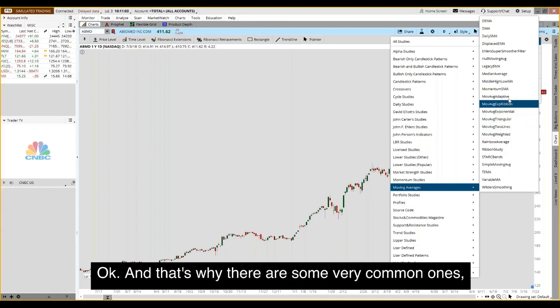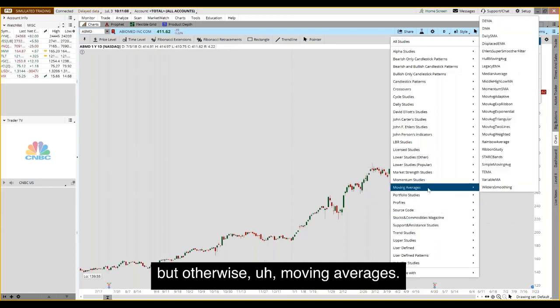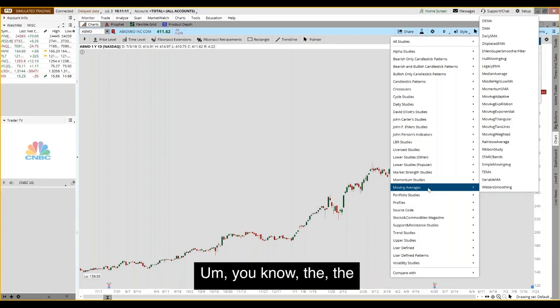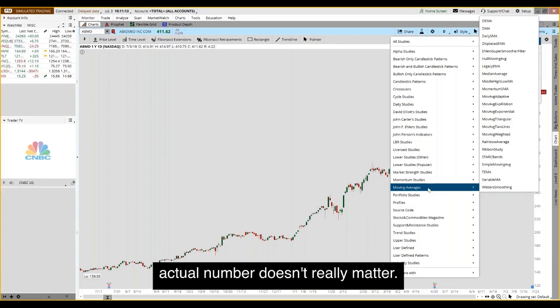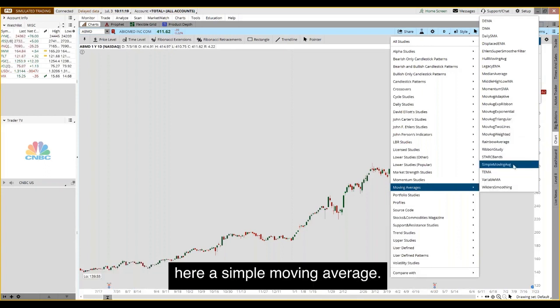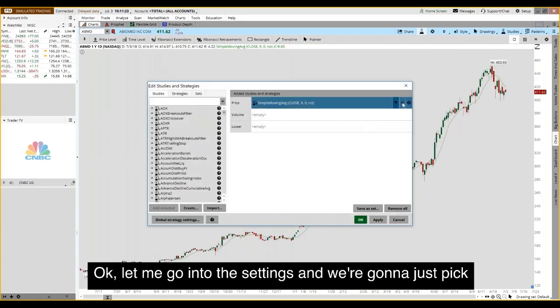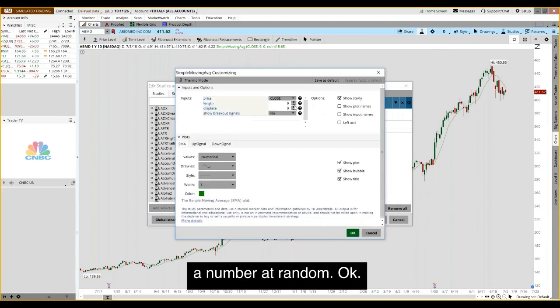And that's why there are some very common ones. But otherwise, with moving averages, the actual number doesn't really matter. Let me show you what I mean. I'm just going to put on here a simple moving average. We're going to go into the settings, and we're going to just pick a number at random.